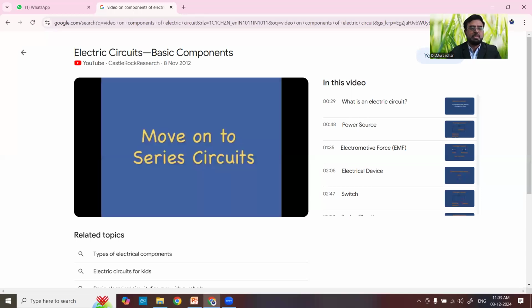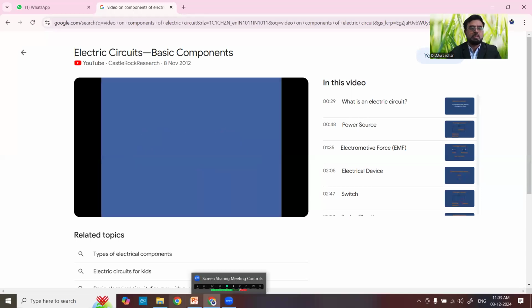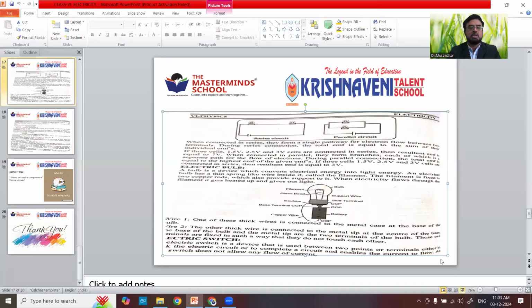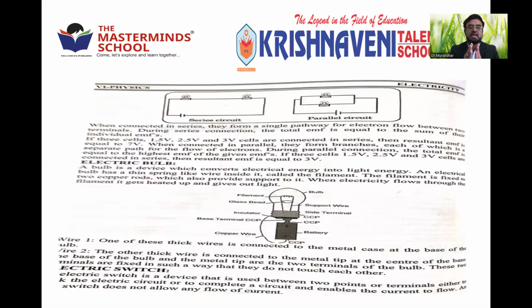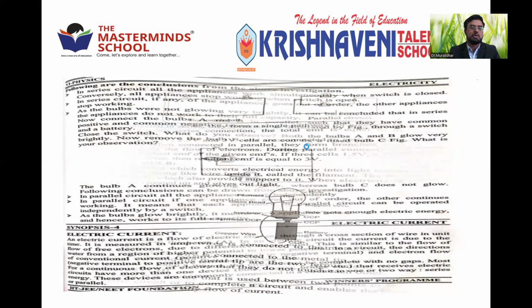So that's a clear explanation about the circuit. Okay. So this is completely about the electric circuit and the electric components of an electric circuit. An electric circuit contains one electric source, one electric consumer which utilizes the current, one switch and wire. When all these four are connected, you can call them an electric circuit.